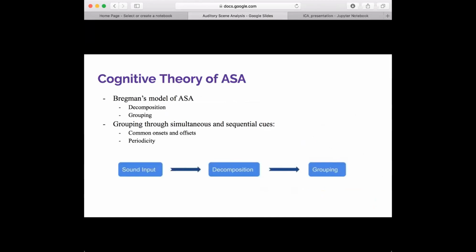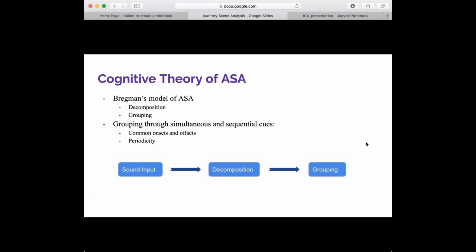So Bregman was one of the first to give a very comprehensive theory of auditory scene analysis, and he proposed that this occurs in two stages: decomposition, which involves breaking down the auditory input into its elements, and then grouping, in which these auditory elements are grouped together into a stream using mechanisms which group sources according to statistical regularities of the sound, like common offset and onset, interaural time difference, periodicity, etc.